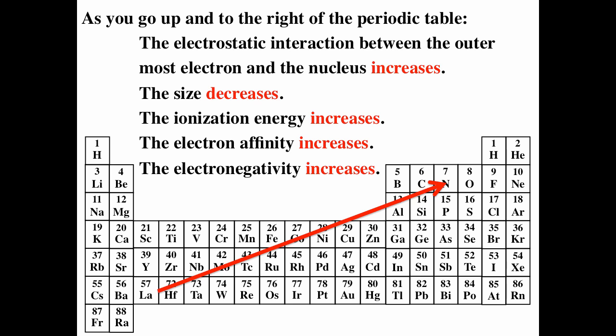Because the attraction increases, the size of the atom decreases. The ionization energy increases. Remember, ionization energy is the energy required to remove an electron from an atom or ion in the gas phase. The electron affinity increases. The electron affinity is the energy released when an atom or ion in the gas phase gains an electron. And the electronegativity increases as you go up and to the right. The size, ionization energy, electron affinity, and electronegativity are all related to the electrostatic interaction between the outer electron and the nucleus.